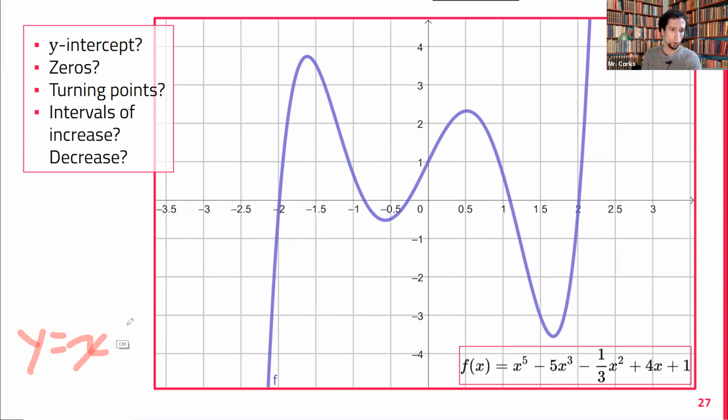An x cubed graph. So x cubed can look like this with 1 intercept. It can look like this, where it goes perfectly flat and then goes up. Often, however, it will look like it has an up, down, up, like this.